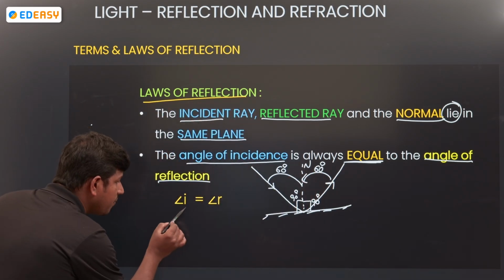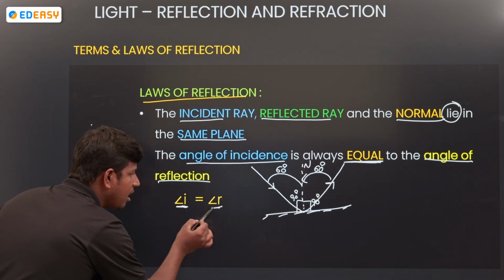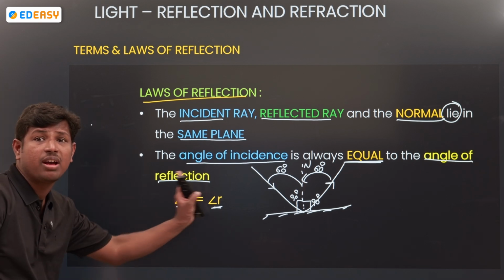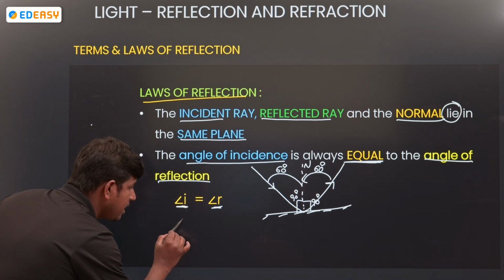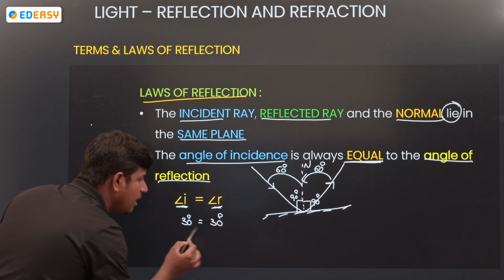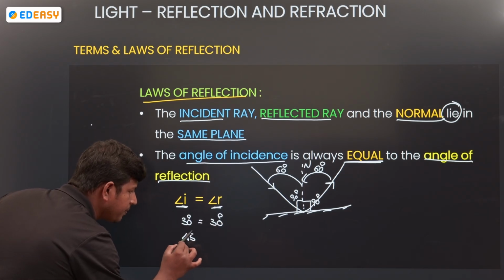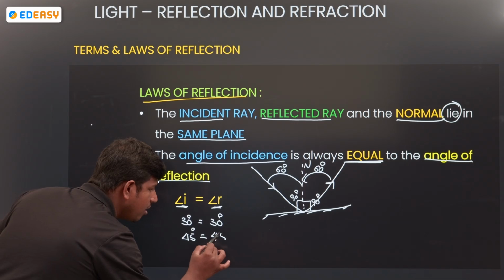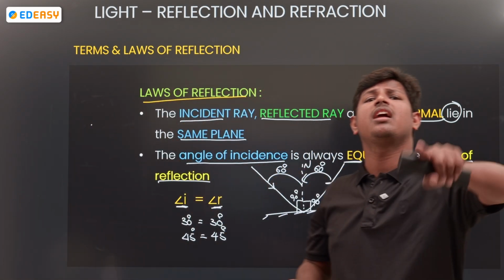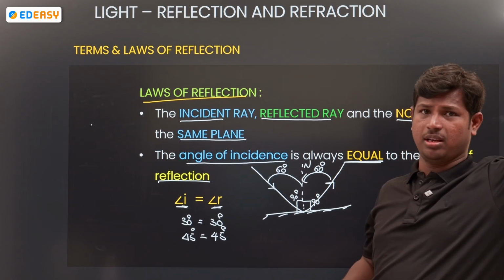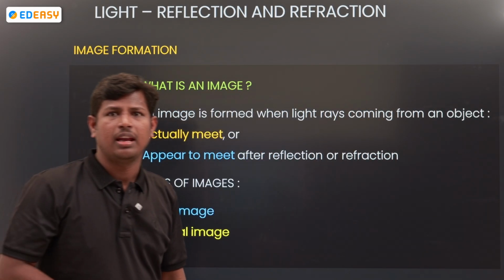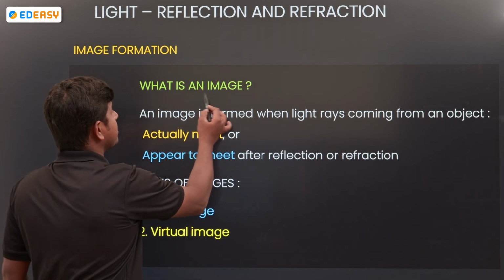So angle of incidence is equal to angle of reflection. If the incident angle is 30, the reflection angle is also 30 only. If the incident angle is 45, the reflection angle is also 45 degrees only. Whatever the incident angle is, the reflection angle will be the same. That is the second law of reflection. Understood?